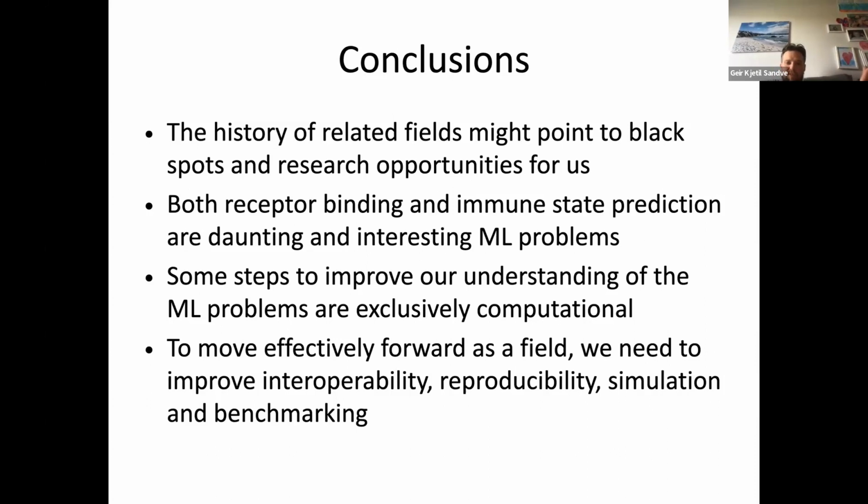I think some of the steps to better understand this are, of course, biological: to understand the binding better, to understand the immune receptors better, to understand the structure, the folding, the docking, everything. But I think part of it is also to understand some purely computational, machine learning aspects of it. And we also have to make sure to handle these well, with statistical insight that we can really build on. And finally, to move effectively forward as a field, I think it's really crucial that we improve interoperability, reproducibility, simulation, and benchmarking.